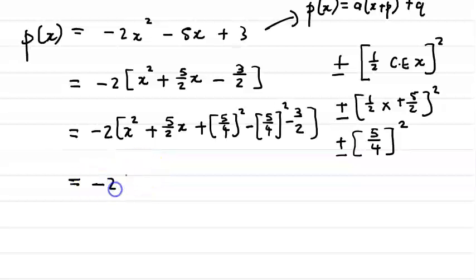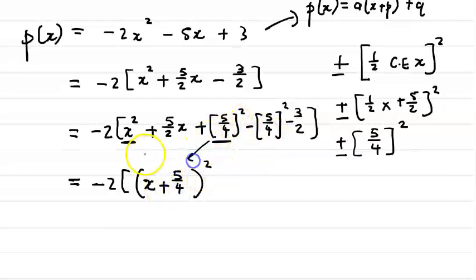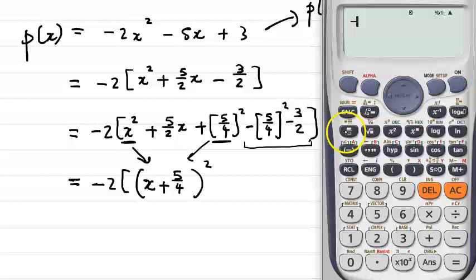So we're going to write minus 2 into. So here we got x squared and plus 5 over 2x plus 5 over 4 all squared. So we're going to be left with x and positive 5 over 4. So it's going to be plus 5 over 4. Remember that this is positive, so that goes there, that goes there. Remember, without the squares, you're going to put it into your calculator. So let's put that in the calculator and let's see what we get.